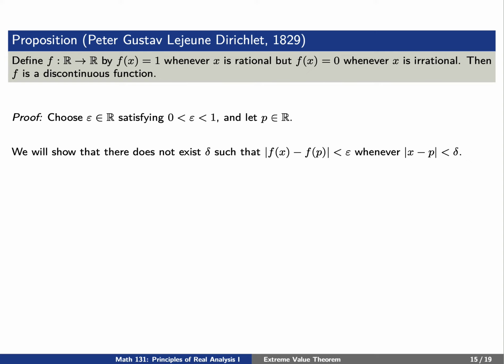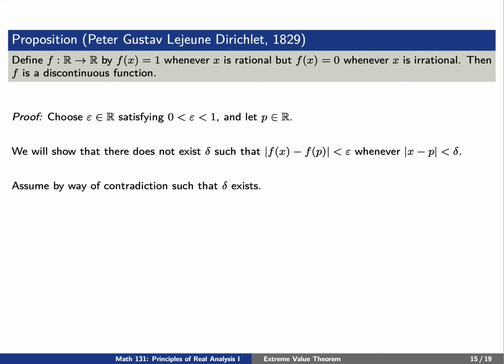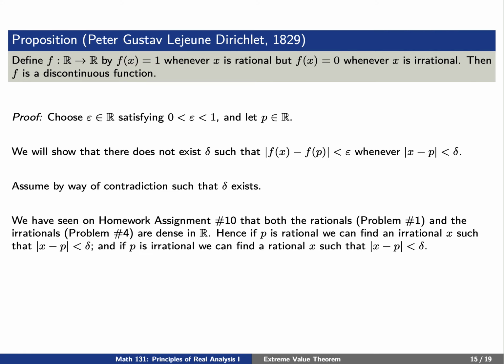We're going to show that there does not exist a delta such that the absolute value of f of p minus f of x is less than epsilon whenever the absolute value of x minus p is less than delta. Let's assume by way of contradiction that such a delta actually does exist. Well, we've actually seen that the rationals and the irrationals are both dense in the real numbers. This means that if p is rational, we can find an irrational x such that x minus p is less than delta. And if p is irrational, we can find a rational x such that x minus p is less than delta.